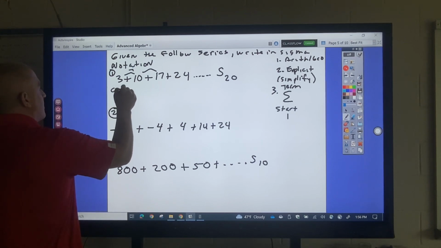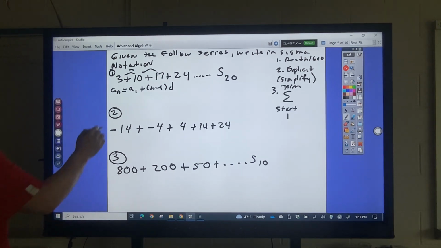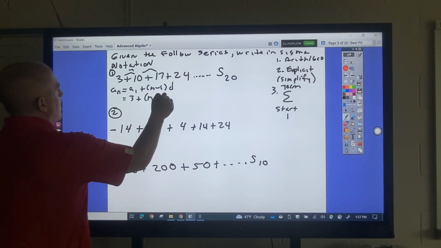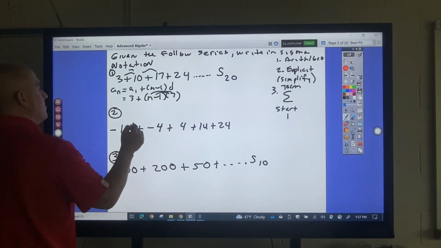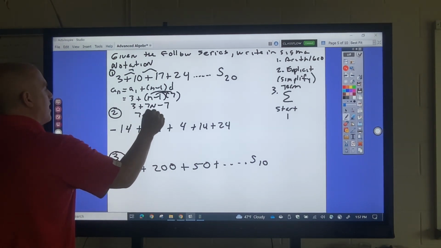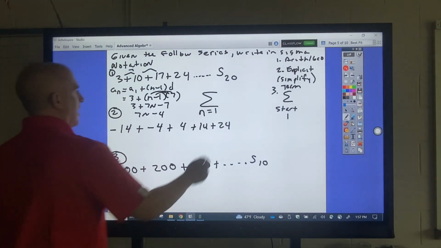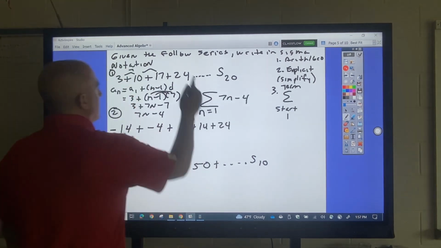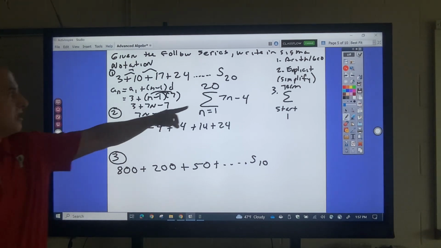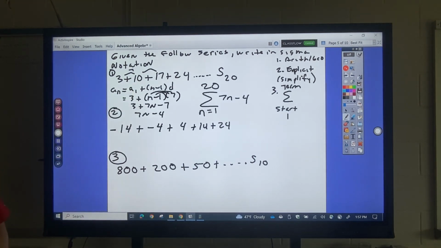This is how I find the explicit formula for arithmetic sequences. What I got is 3 plus n minus 1 times 7. Now all I got to do is distribute that. That's 3 plus 7n minus 7. If I combine the like terms, that's 7n minus 4. So when I make the sigma notation, I'm going to start with n is 1, and this is going to be 7n minus 4. And I am going to find the sum of the first 20 terms. You can see if I put 1 in there, 7 times 1 is 7 minus 4 would be 3. If I put 2 in there, it'd be 10, and so on and so forth.